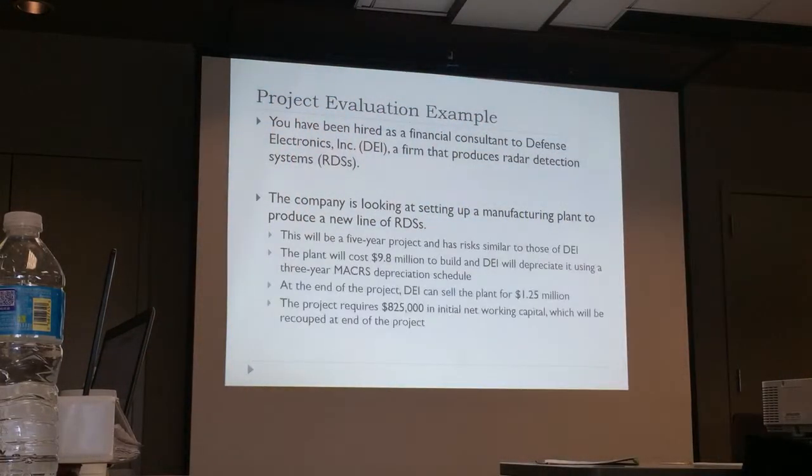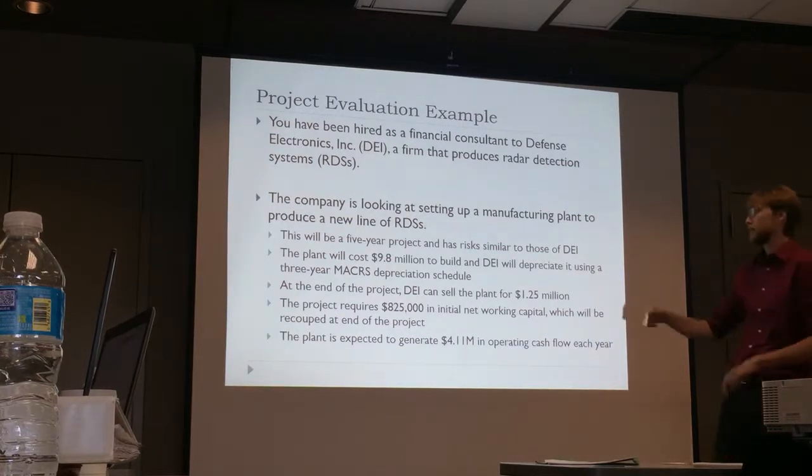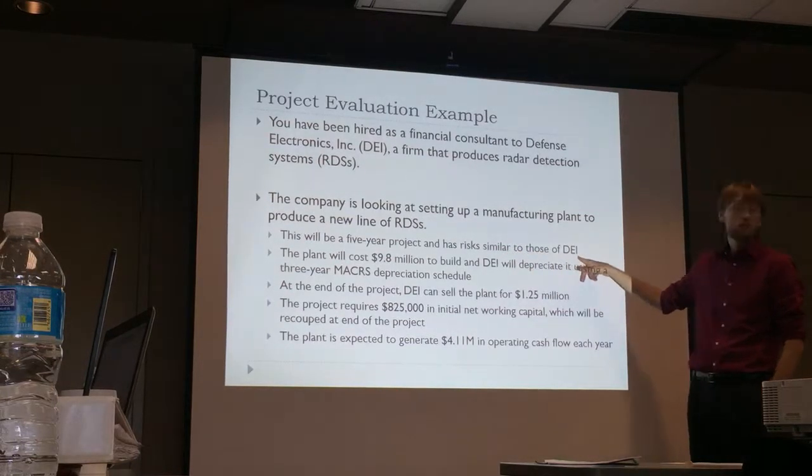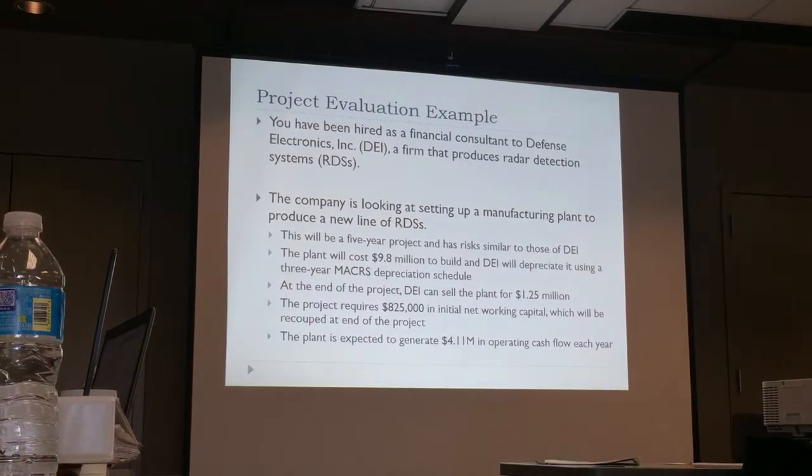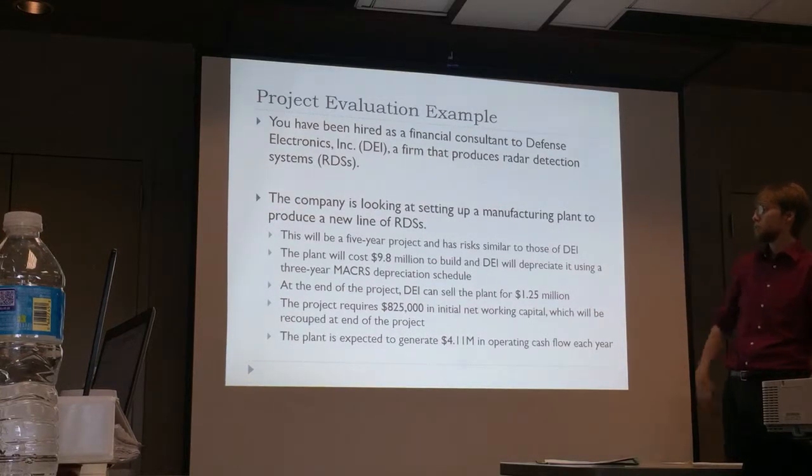And we're given a ton of information about this. Again, it's all in your notes. We'll run through it and then use the data. It's a 5-year project, so it's a terminal project. And this is the key part: it has risks similar to those of the firm overall, so we know we can use the weighted average cost of capital. The plant will cost $9.8 million to build, and the firm will depreciate using a 3-year MACRS depreciation schedule. At the end of the project, DEI can sell the plant for $1.25 million.